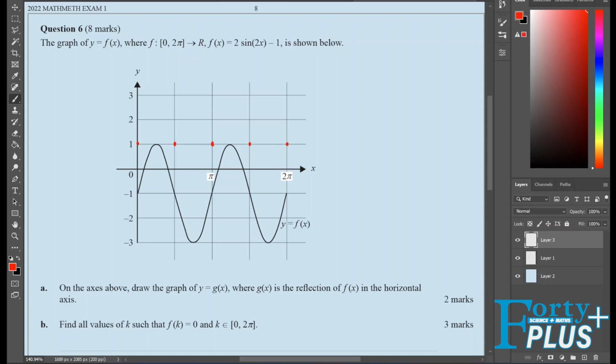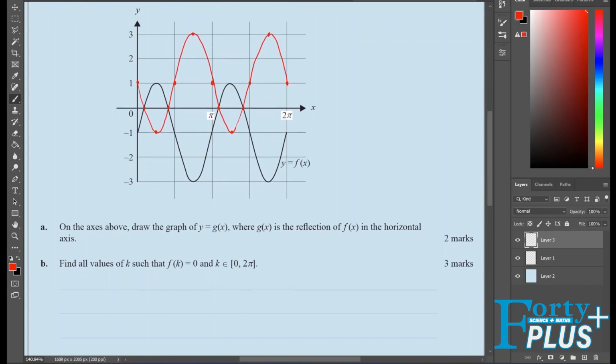And then it's always good to go for the maximums and the minimums, like so. And then of course you want to mark in your x-intercepts. They'll just remain the same. And now ready to draw the graph. Looks about right. Let's move on.